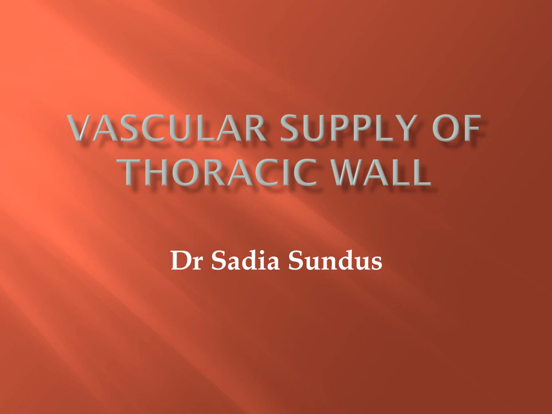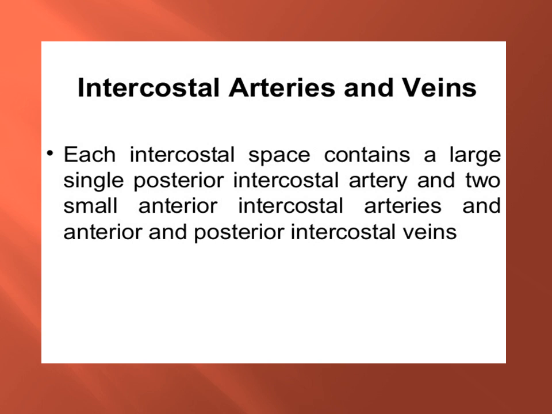So today's topic is vascular supply of thoracic wall. As we know that the thoracic wall is supplied by three main arteries: thoracic aorta through the posterior intercostal arteries and the subcostal arteries, subclavian artery, which is again the branch of arch of aorta, and the axillary artery.